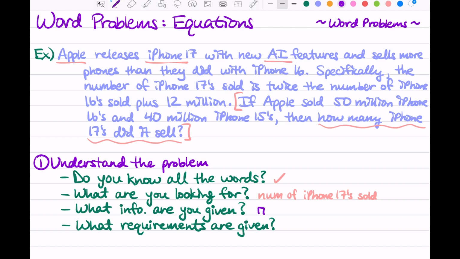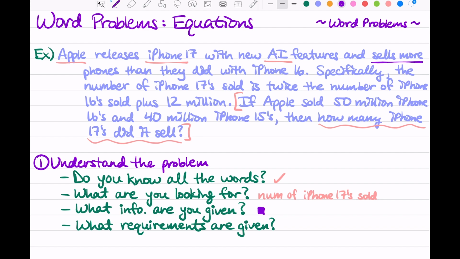All right. What information are you given? Let's mark that in purple. So in the first sentence, we see that Apple releases iPhone 17 and they sell more phones than they did with iPhone 16. That's some useful information. So our answer in the end for the number of iPhone 17s has to be bigger than the number of iPhone 16s that were sold.